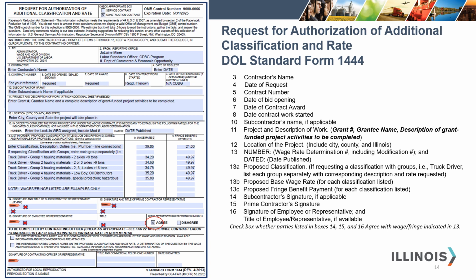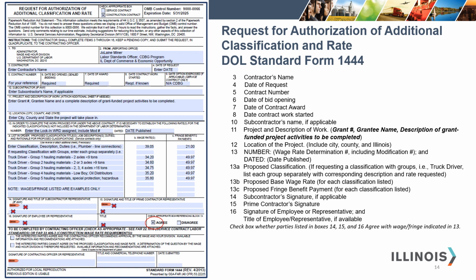Okay, now is a good time to grab the standard form 1444, the SF 1444, request for authorization of additional classification and rate, DOL standard form 1444. There is a sample on the left-hand side of your screen. We're going to go through each field that the contractor will be required to complete. There are sections of the form that are pre-filled.